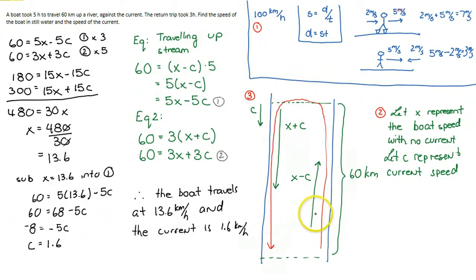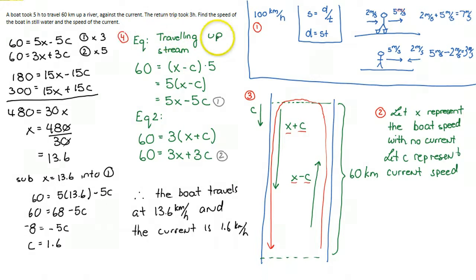When it travels upriver, if it's traveling at x kilometers per hour, it's going to be traveling into the current, meaning the current's going to be slowing it down, so it's minus c. When it travels back, it's now traveling with the current. So if the boat's speed in still water is x, that means the current's going to add some speed, so we say plus c. So we set up our two equations here.